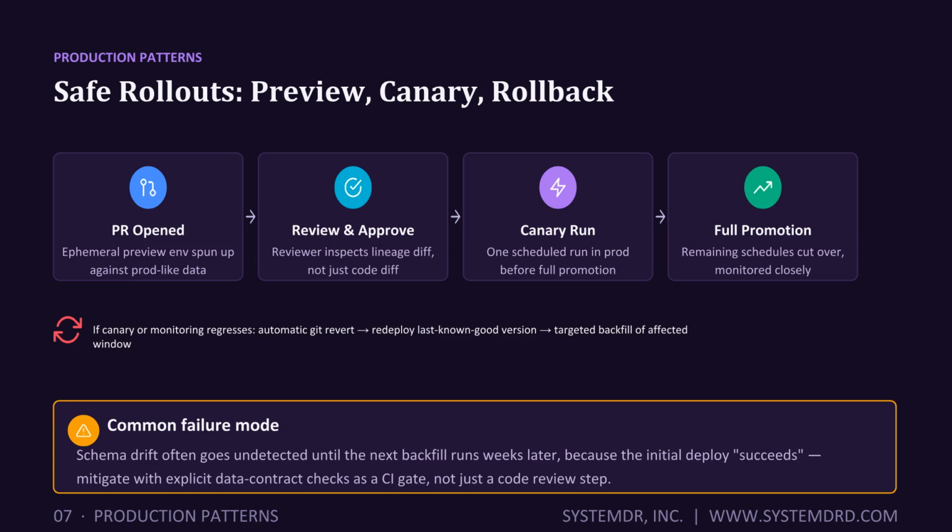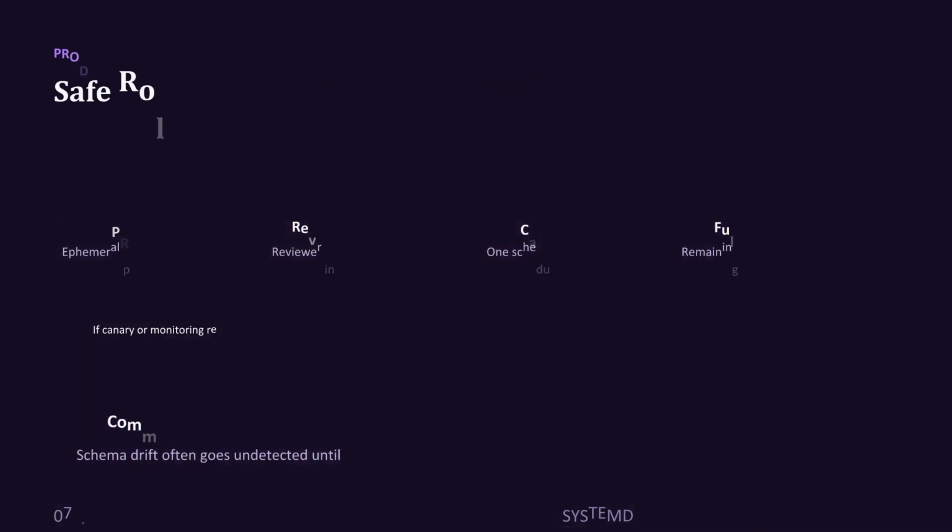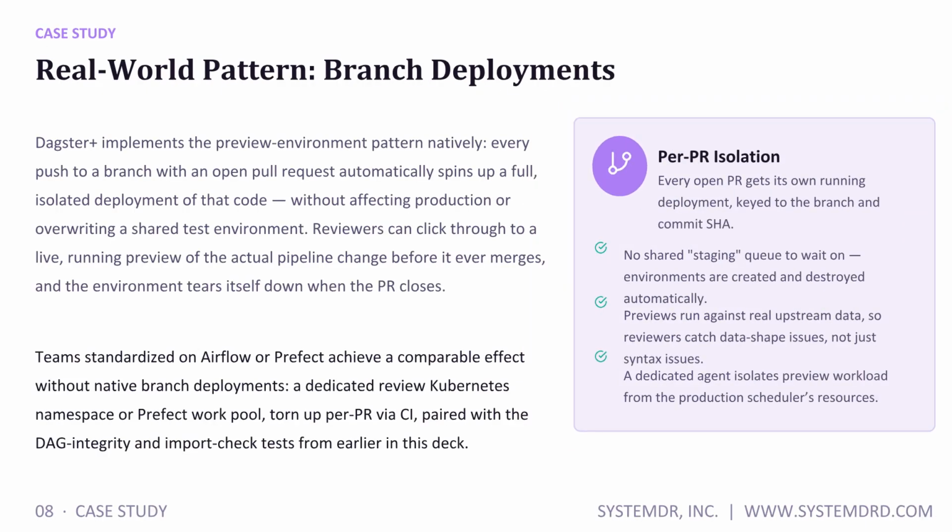I want to call out the failure mode in the box at the bottom because it's the hardest one to catch: schema drift. A column rename or a type change frequently doesn't break anything syntactically. It just silently corrupts data until the next backfill runs, weeks later. The fix is treating data contracts as an explicit required CI gate, not something a reviewer is expected to catch by eye in a diff. This pattern isn't theoretical. Let's ground it in something real.